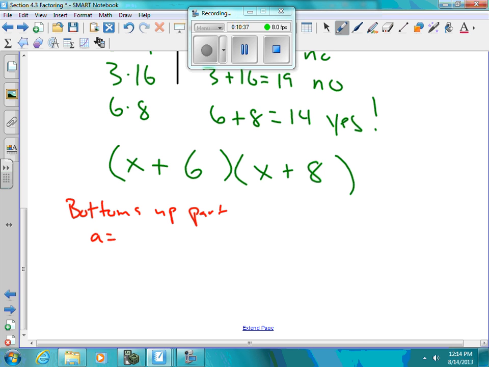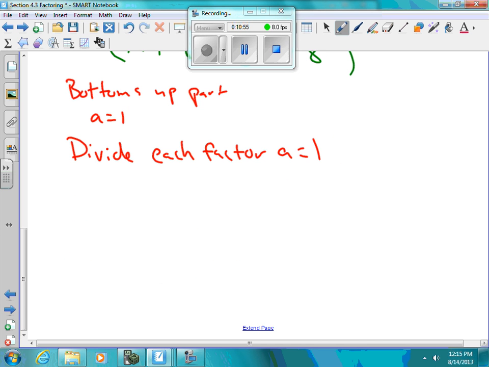A was 1. So we're going to divide each factor by A. This is for every single time. Why am I having you practice this with this one? Because you're going to see we don't really need it for just x squared plus bx plus c. But if you practice it now, it'll be second nature when we get to the more challenging ones, where A is a number other than 1.